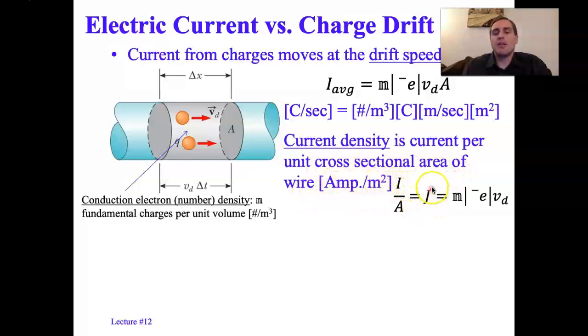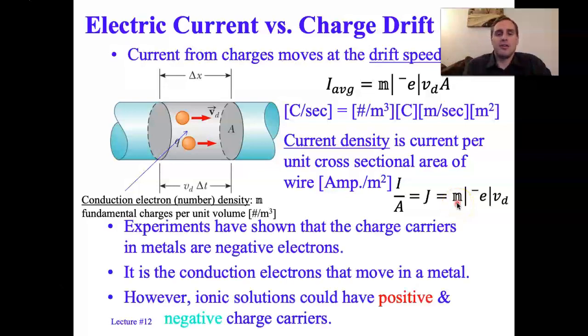Now, current density is often given the symbol capital J. So it's going to be I divided by A, and it's going to be this exact same equation except there's no A in it. So this is just going to be sort of how dense is electric current per cross-sectional area. Now, experiments have shown that charge carriers in metals are negative electrons. It is the conduction electrons that move in a metal, not all the electrons. However, ionic solutions could have positive and negative charge carriers.